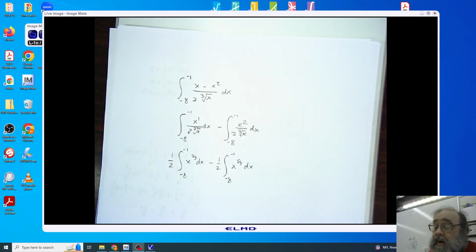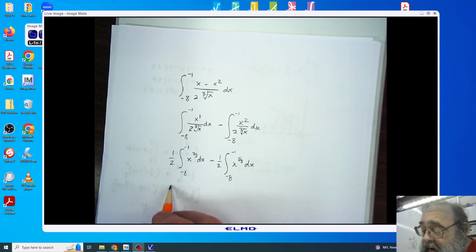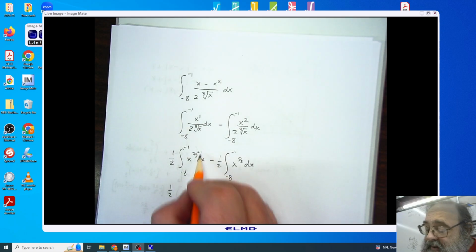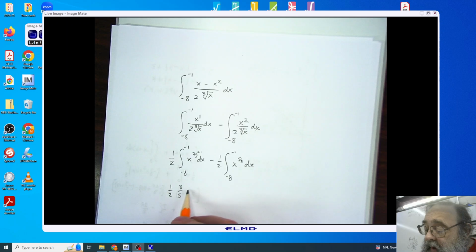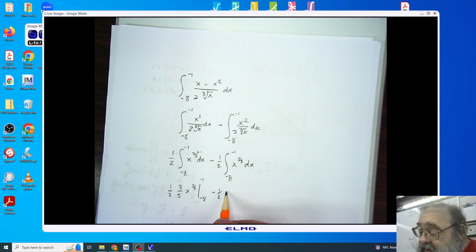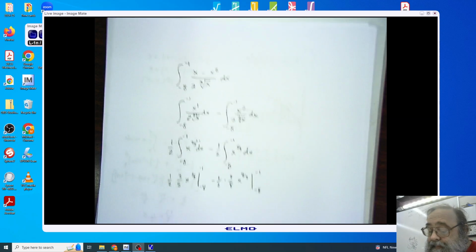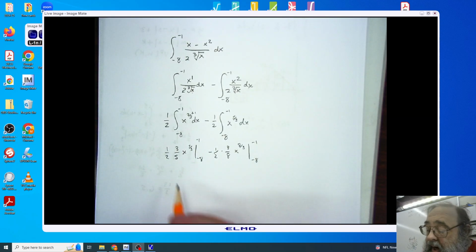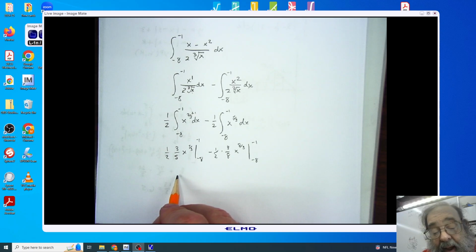Now this is where I start integrating, and I integrate normally. So 1/2 plus 1 makes 3/5, and we have x to the 5/3 from negative 8 to negative 1 minus 1/2. This is going to give me 8/3, so 3/8, and x to the 8/3 from negative 8 to negative 1. We're now just going to clean this up. We have 3/10.